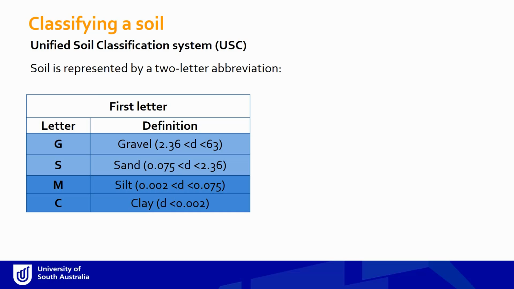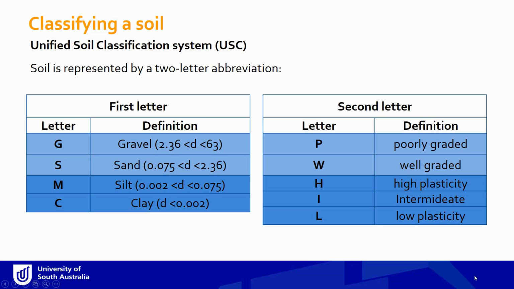The second letter in the name of the soil, you can see listed here: P, W, H, I, R, L. They represent its behavior type. For sandy or gravelly soil, that is coarse-grained soil, we use P or W as the second letter. P stands for poorly graded and W stands for well graded. What these basically mean, we'll talk about in a second.